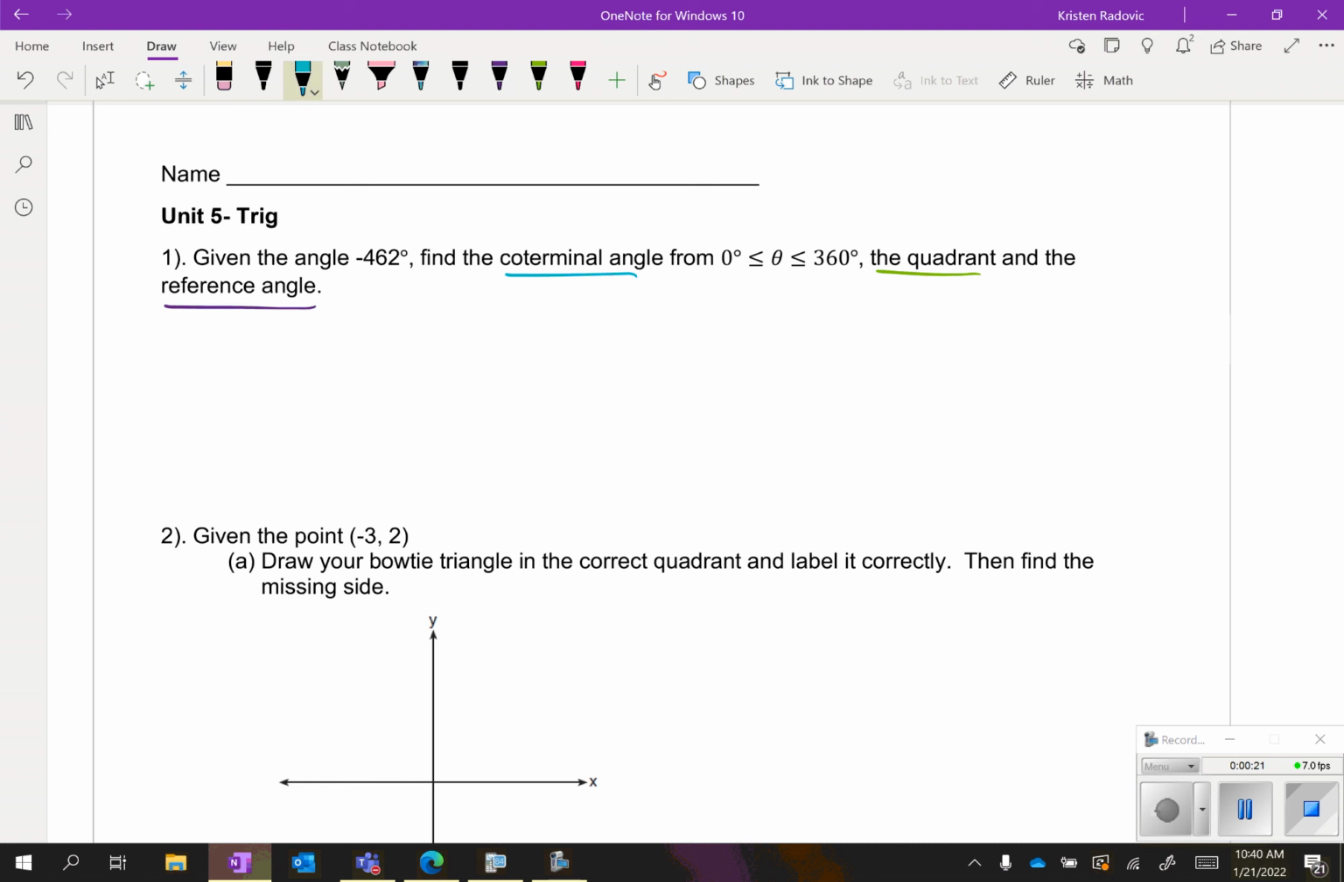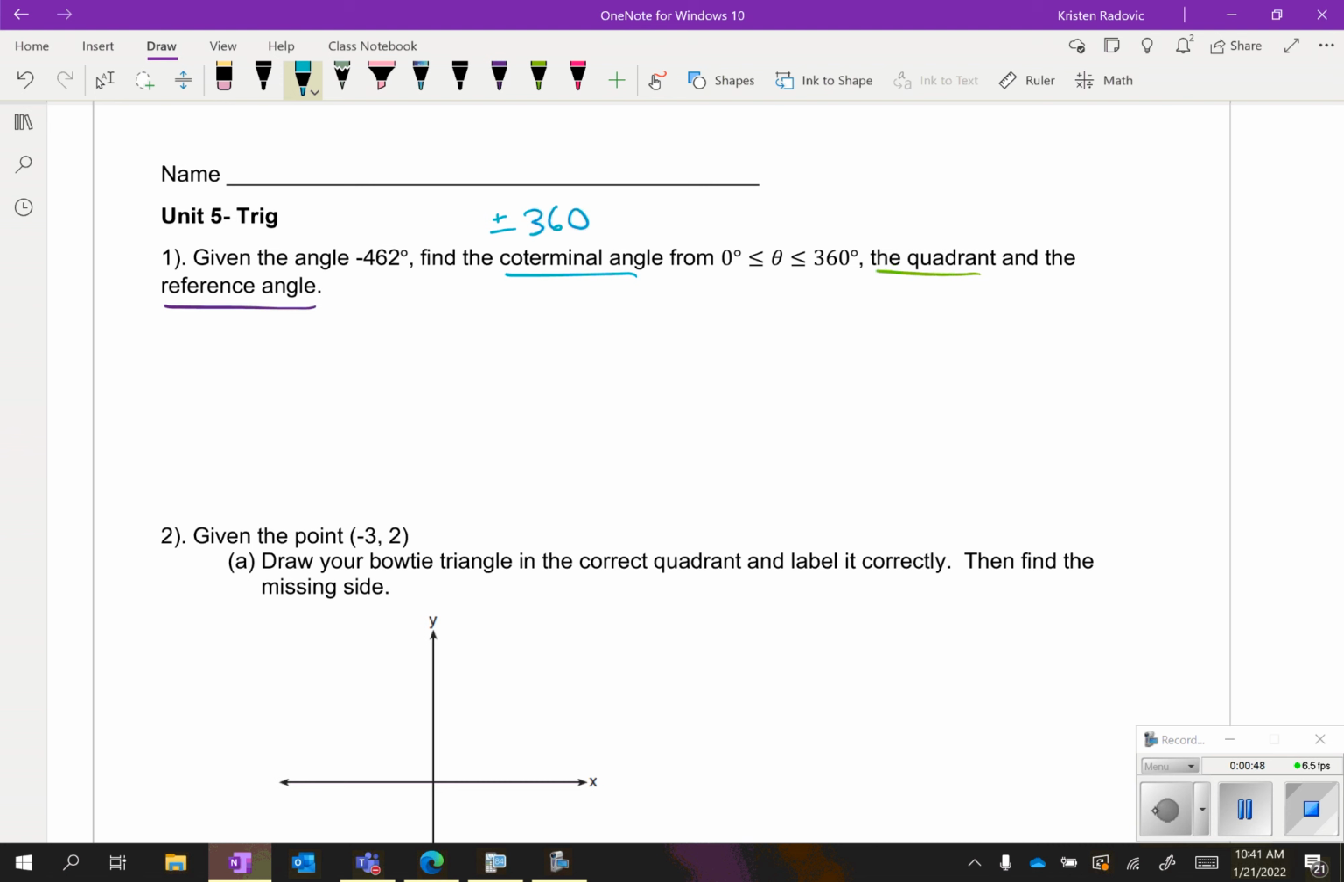We're going to find the coterminal angle first, and coterminal angle just means an angle that ends in the same position as another. In order to end in the same position, you're going to go around the circle one full time and end right where you started. And one full circle is 360 degrees. Now, you can go clockwise or counterclockwise around the circle, so you can either add or subtract, and you need to figure out which one is better for you.